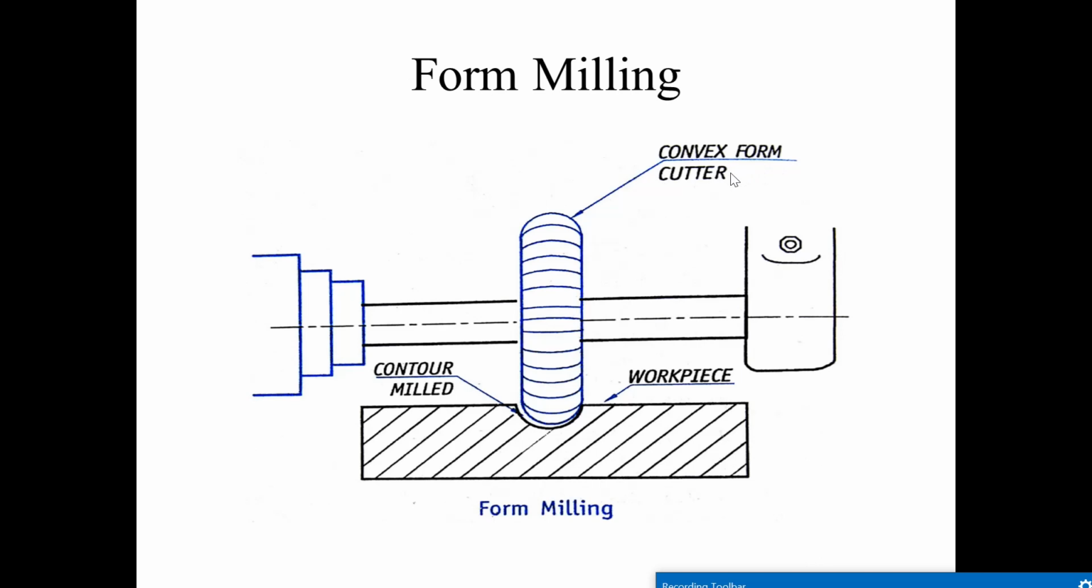We are going to call it a convex form cutter, and this is a contour milled workpiece, and the workpiece is rigidly fixed in the jaw. And again we are going to use the horizontal milling machine for form milling.